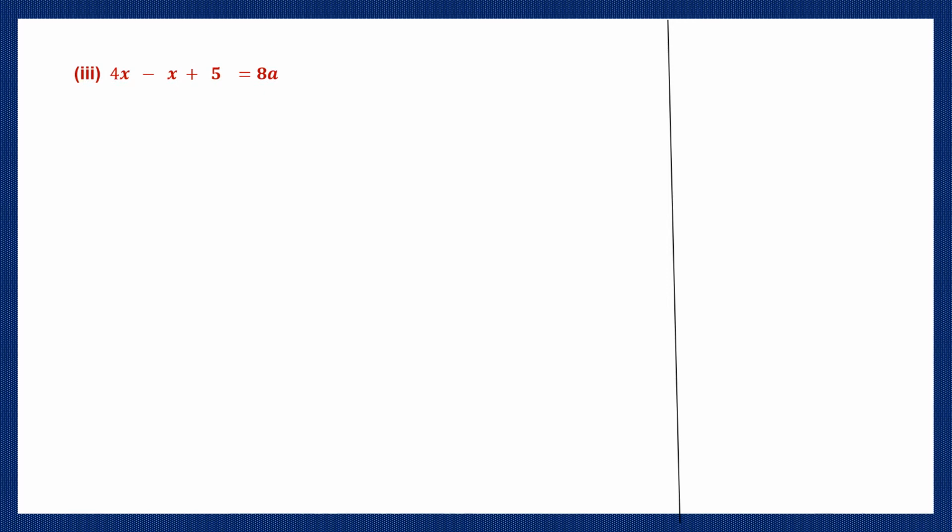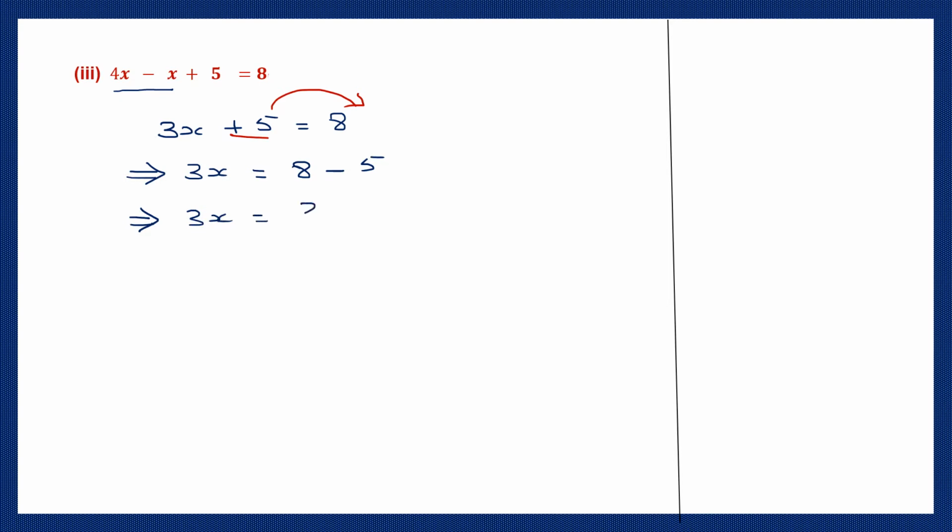Question 3. 4x minus x. Okay, so let's do this first. So 4x minus x will be 3x plus 5 equals 8. So now we can solve for x. So let's write 3x equals 8. Now when I transpose plus 5 to the right hand side, it becomes minus 5. Therefore, 3x equals 8 minus 5 is 3.